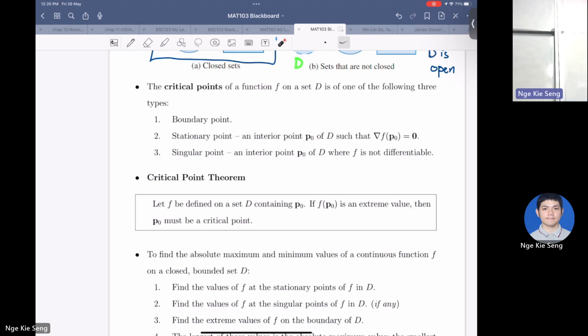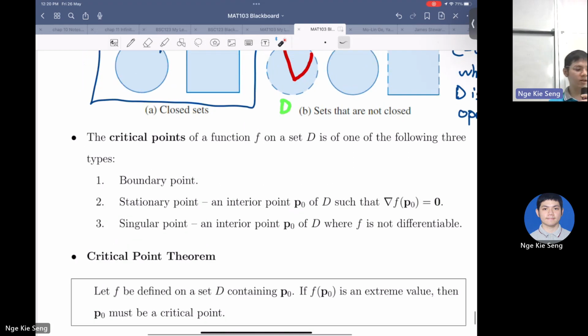Next is how we find this absolute maximum point. One criterion is we study the critical points. So what are the critical points? There are 3 types. One is boundary point. Second is stationary point. Third is singular point.